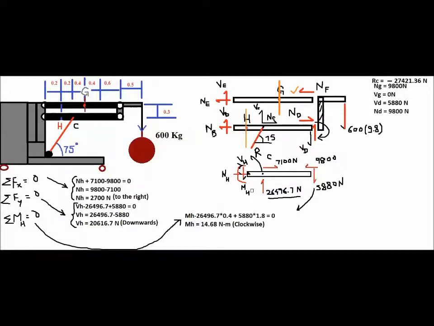So there we go, we found out our values of NH, which is the internal force in the X direction, 2700 going towards the right. VH is a force acting downwards, which is 20,616.7, and we have a moment of 14.68 at that point. So there you go, that is the internal forces. To sum it all up, I will go through the whole thing again.